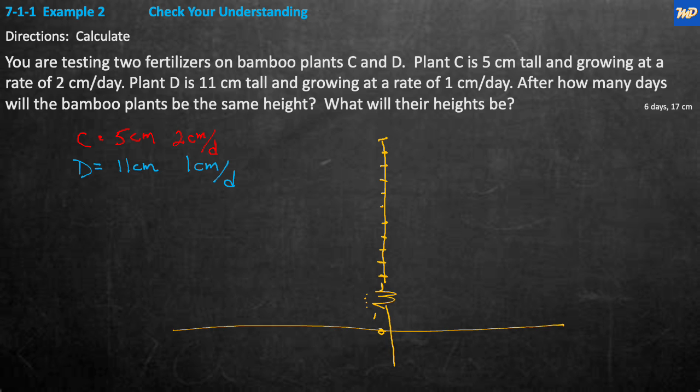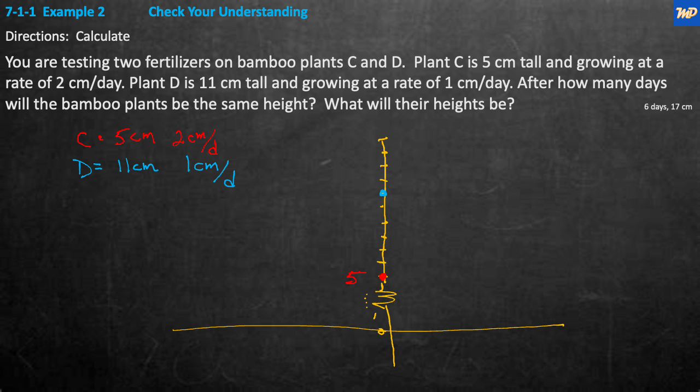So let's start with the red line. The red line says that our y-intercept is at 5 right here. Let's call this 5. Here's 5. And our blue line is going to be 11. 6, 7, 8, 9, 10, 11. Here's our blue line, going to start there.